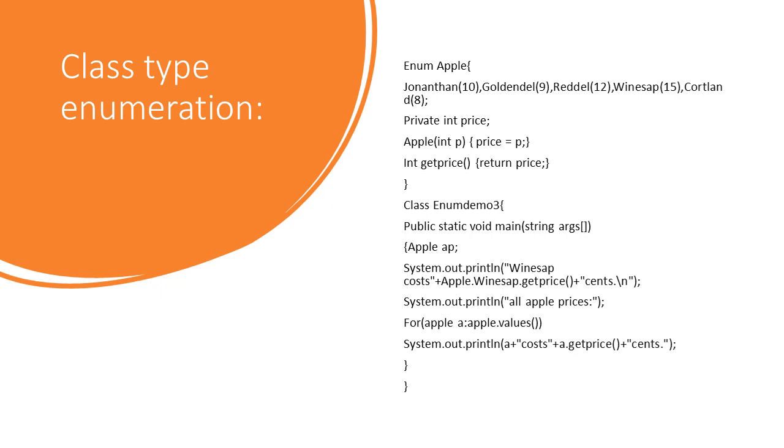What is the price of Jonathan? That is 10, so it is going to print 10 cents. After Jonathan it prints Golden Delicious, which costs 9 cents. Next it prints Red Delicious, which costs 12 cents. Next it prints Winesap, which costs 15 cents. So the for statement is used to print the values one after the other.